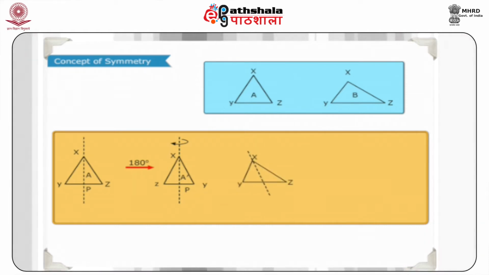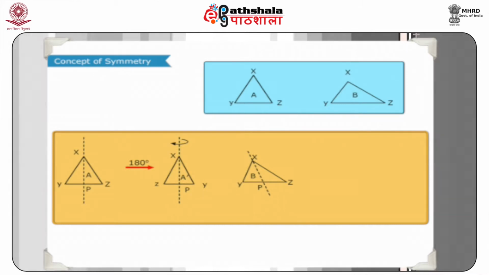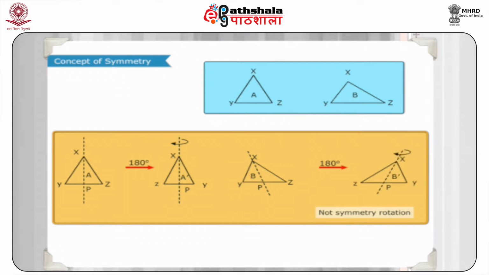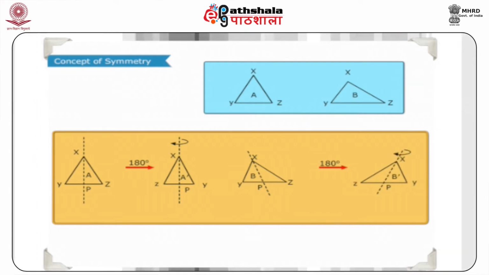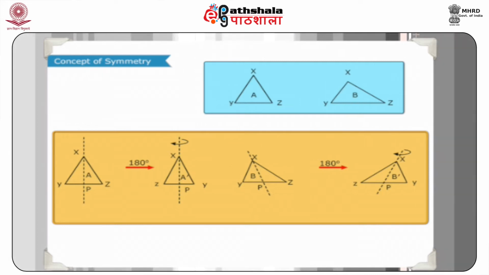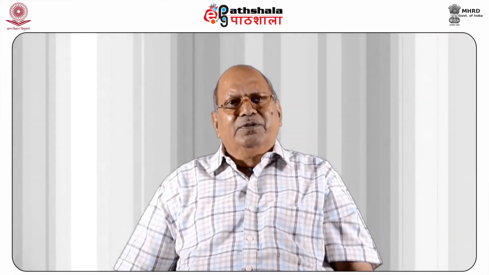But in triangle B, the interior angles are not equal. Hence, after rotation, we can distinguish between triangles B and B'. Thus, triangle A is more symmetrical than triangle B about the dotted line in the plane of the paper. Let us go a point further.